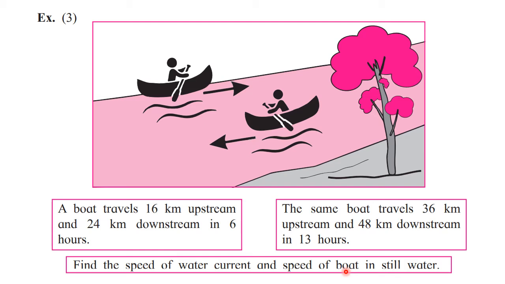So it's obvious now that the two things which we want to find out, we will take them as x and y. So here the speed of the water current we will take as x kilometers per hour and the speed of the boat we will take as y kilometers per hour.